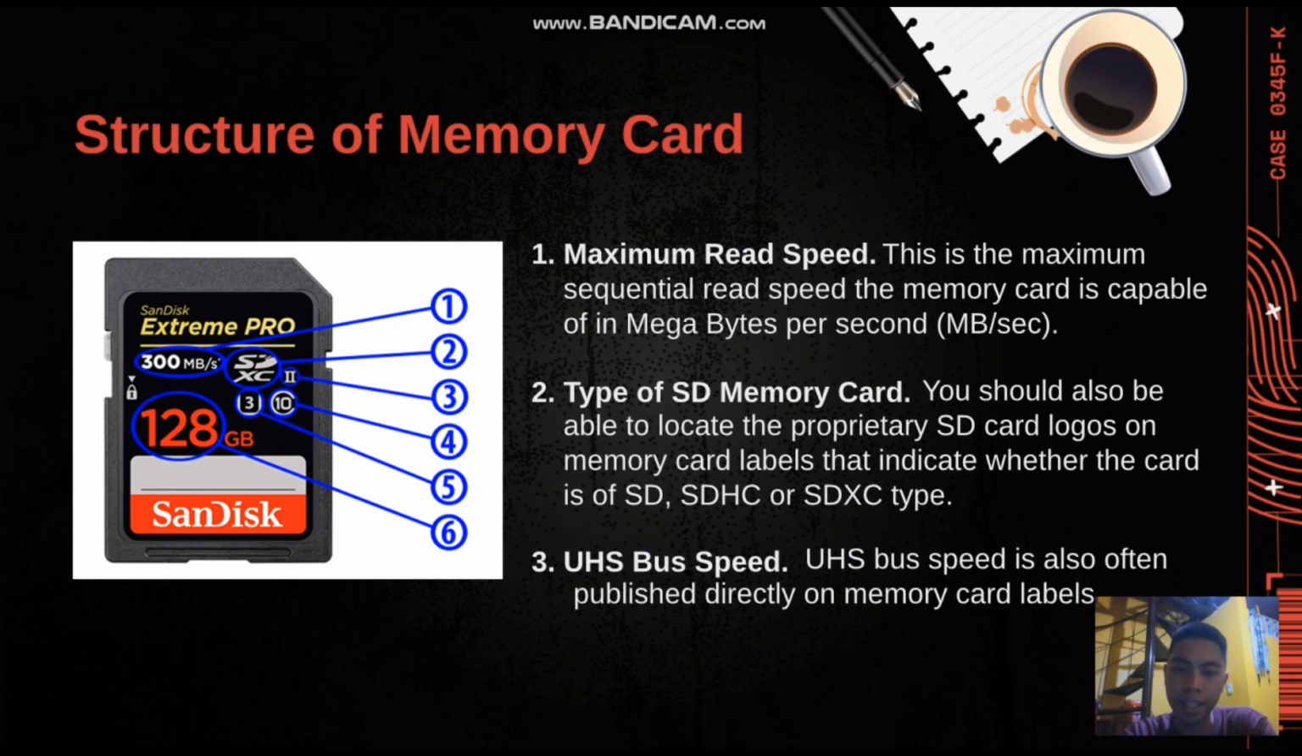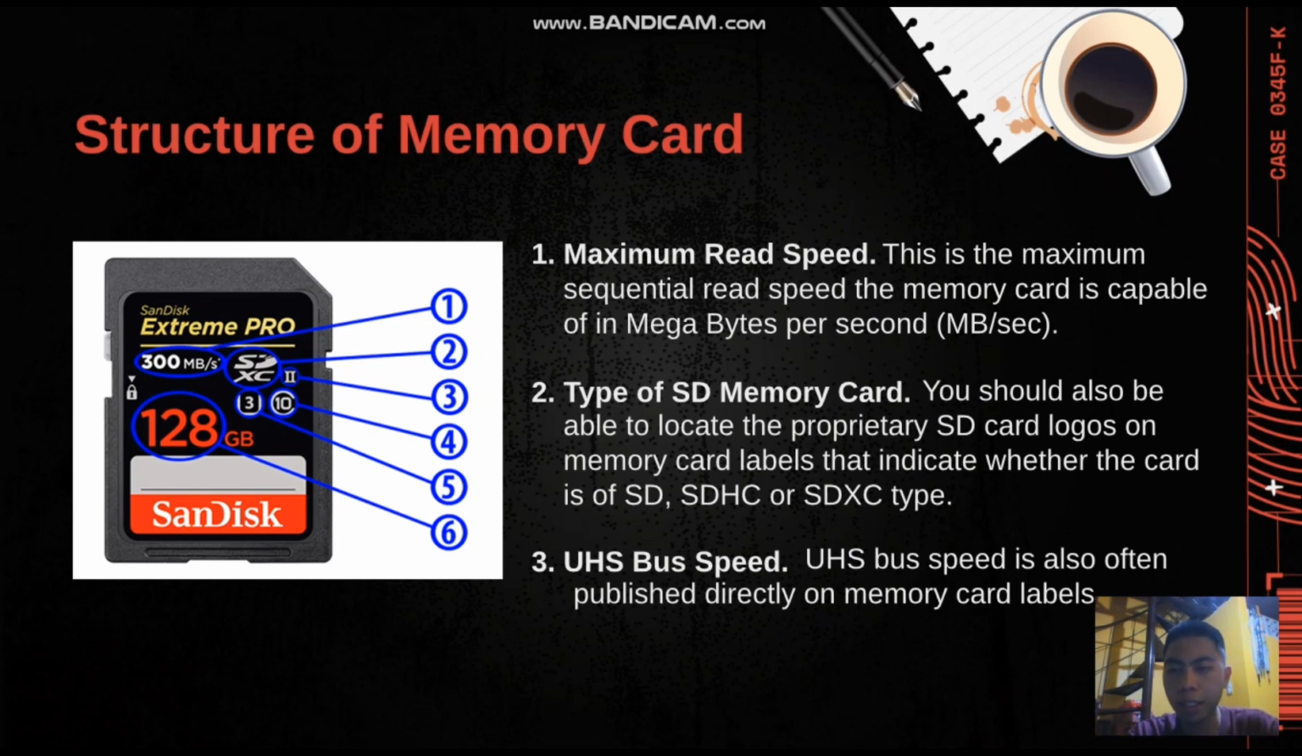So next, third is UHS bus speed. UHS bus speed is also often published directly on memory card labels. So you can see here, ma'am, there are two lines.